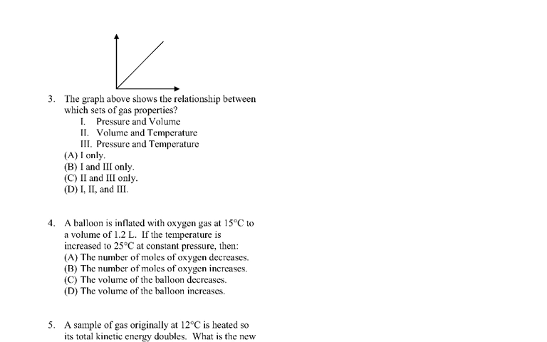Number 3. Here's a graph. It shows a relationship between which sets of gas properties. You should look at that and say, okay, that is a direct relationship. So we're saying that when X goes up, Y also goes up. Not like P and V. Remember, P and V looks something like this. So could it be pressure and volume? No. That's one goes up, one goes down.